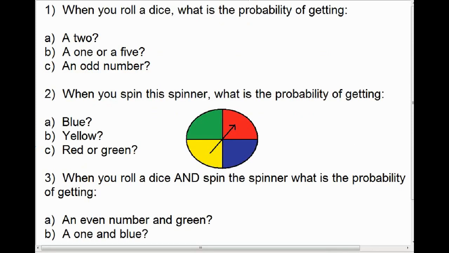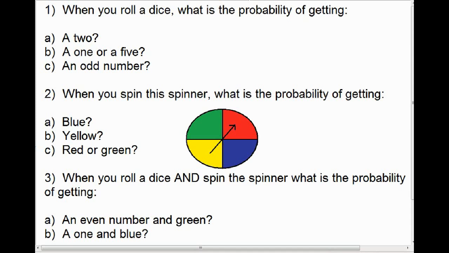So to finish off our lesson on probability here, I'm going to get you to answer a couple of questions. For question number 1, when you roll a dice, what is the probability of getting a 2, a 1 or a 5, and an odd number? For question number 2, when you spin this spinner, what is the probability of getting blue? What is the probability of getting yellow? And finally, what is the probability of getting red or green?